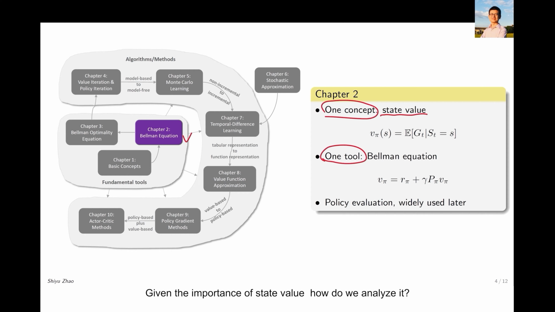Given the importance of state value, how do we analyze it? This involves a tool. What tool? Bellman equation. The Bellman equation, in a nutshell, describes the relationship between the values of all states. What kind of relationship is this? It is actually an equality, an equation. I will not introduce the specific symbols here. By solving such an equation, we can determine the state value of a given policy. Thus, I can evaluate whether the policy is good or bad.